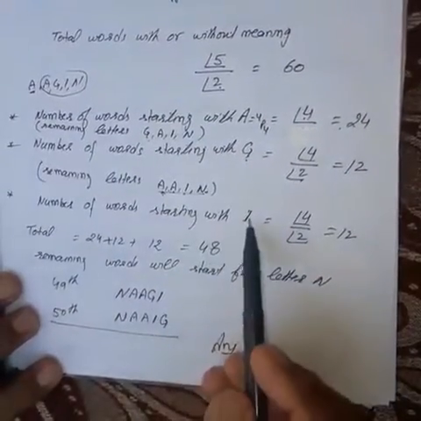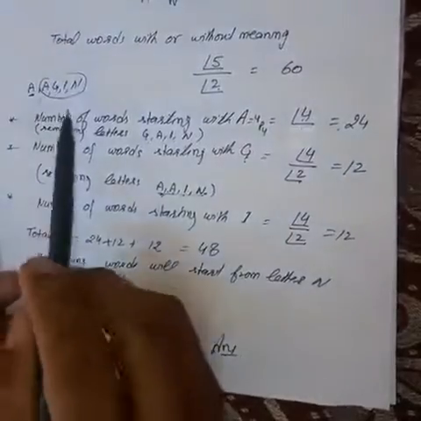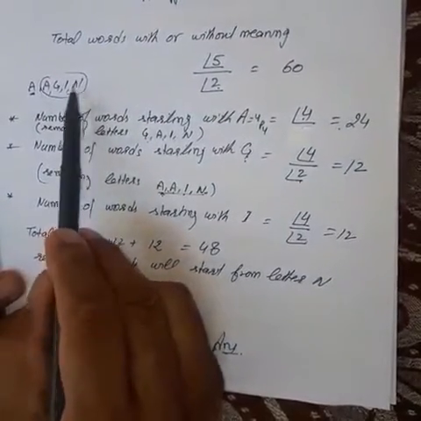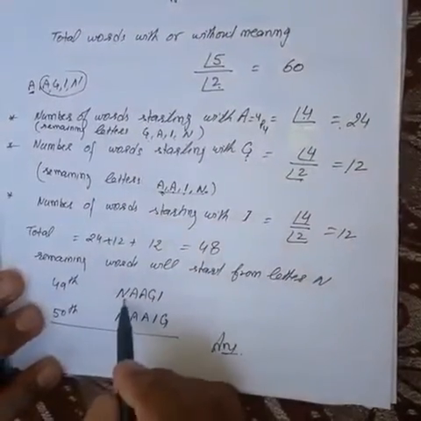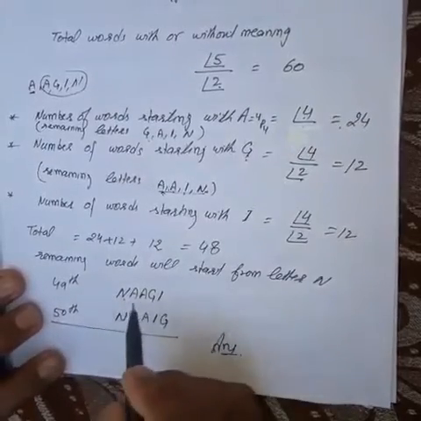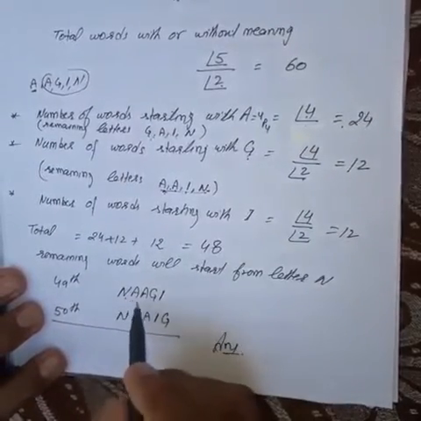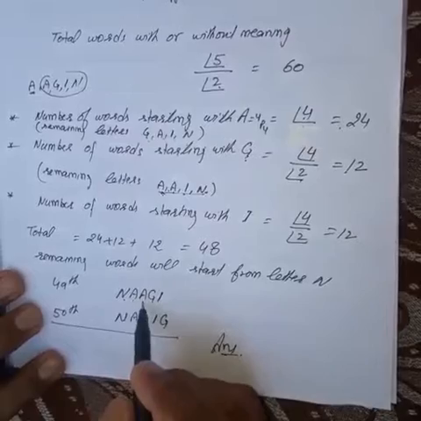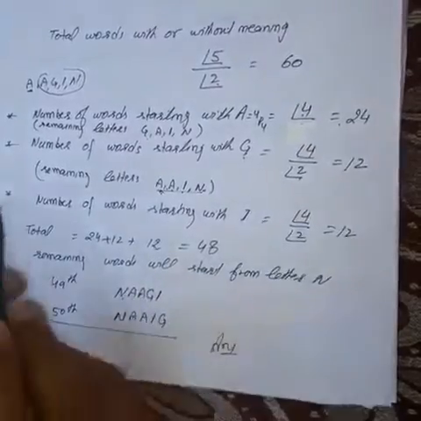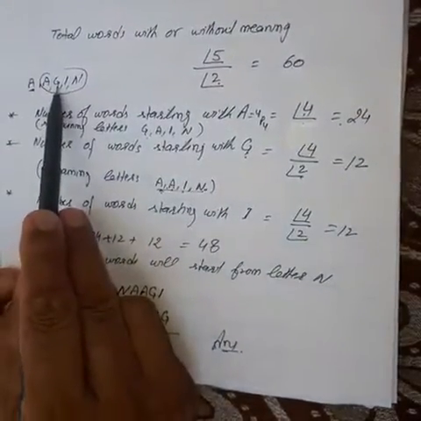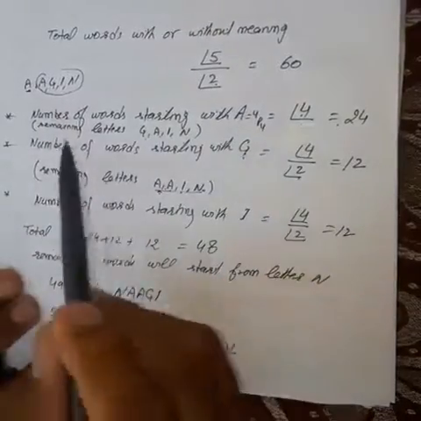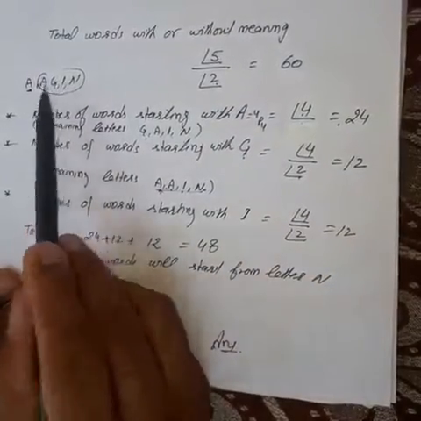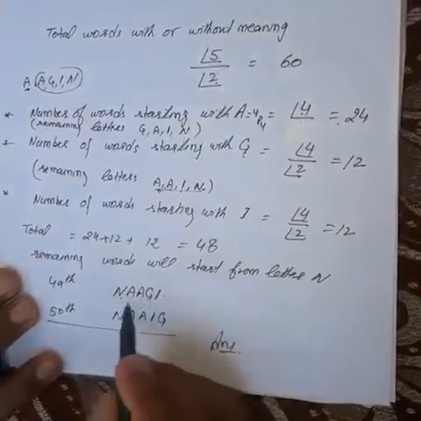And after I, you will start writing the words starting from N. First position is fixed by N. Then after N, the alphabet which comes first, that is A, will be written. Then out of I and G, G appears first in alphabetical order, so G comes first and then I. So we will write down G and I. This is the 49th word.